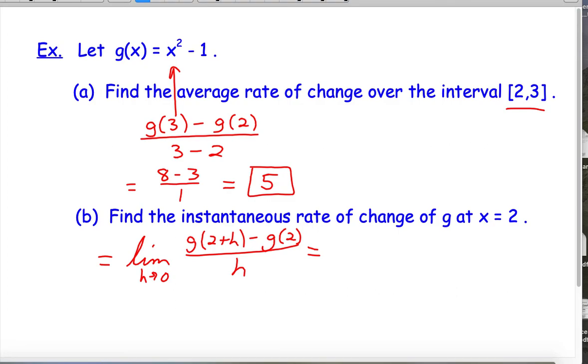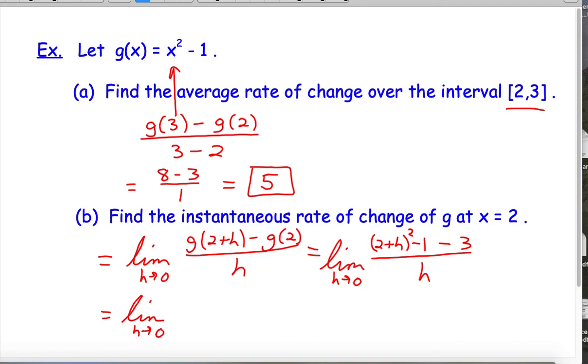And I'm going to write it this way. So that's going to be the limit as h approaches 0. g of 2 plus h is going to be 2 plus h squared minus 1. And then minus g of 2, 4 minus 1 is going to be 3, all over h. So now I have the limit as h approaches 0. If you simplify everything on the top, you're going to wind up with 4h plus h squared. Everything else will cancel, over h.